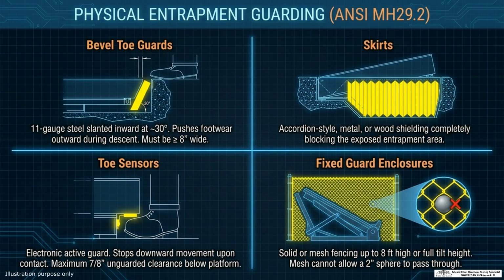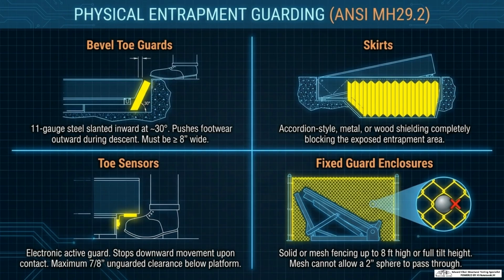Toe sensors, electronic active guards. On contact, downward movement stops immediately. Maximum unguarded clearance below the platform, 7/8 of an inch. Fixed guard enclosures, solid or mesh fencing, up to 8 feet high or full tilt height, physically prevents access to the hazard zone. Mesh openings cannot allow a 2-inch sphere to pass through.